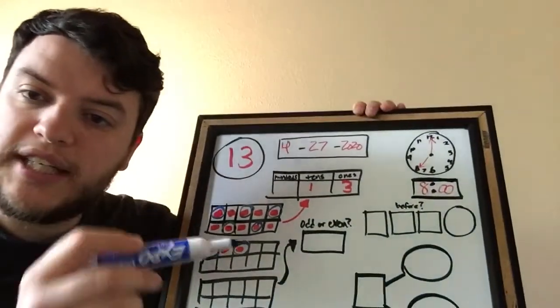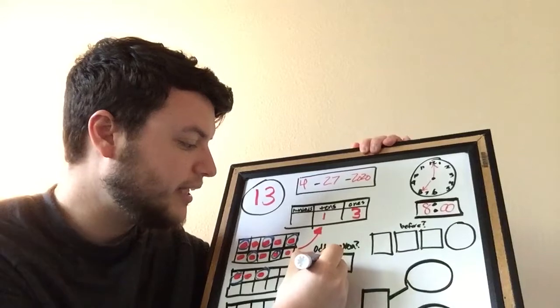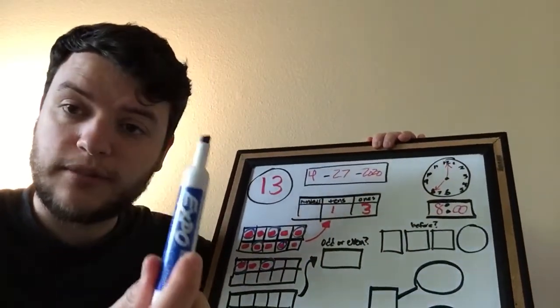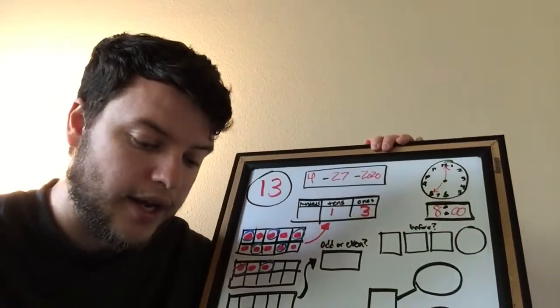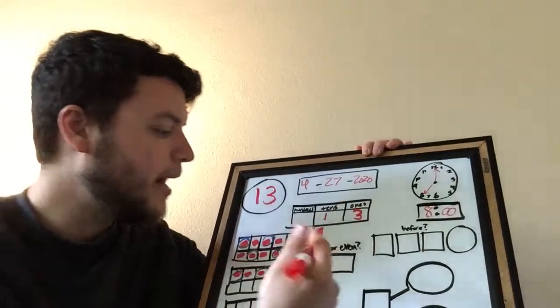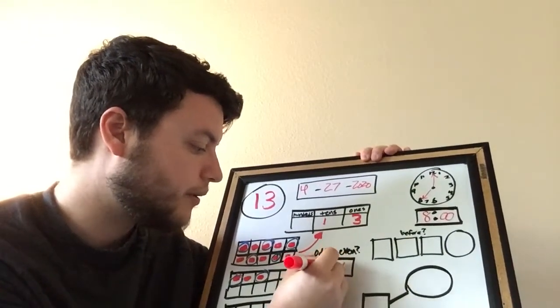So 13 was circled in blue. So yes, that means that 13 is odd. I said if it was circled, it would be an odd number. So that means that my number 13 is an odd number.